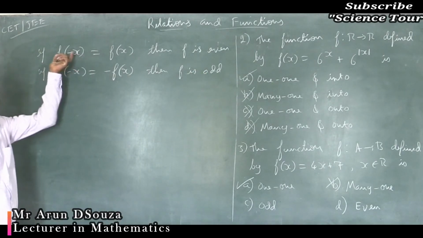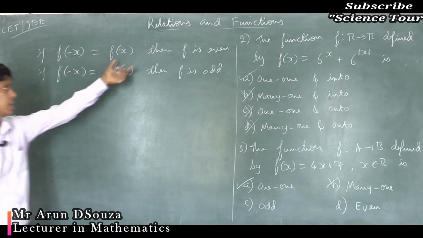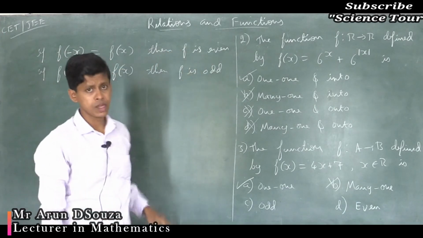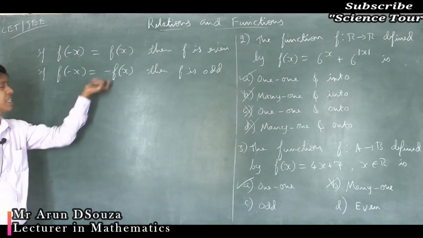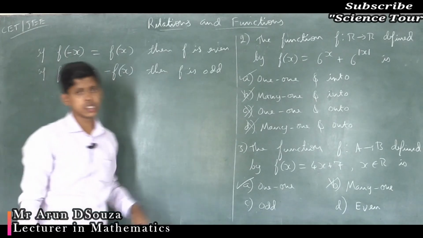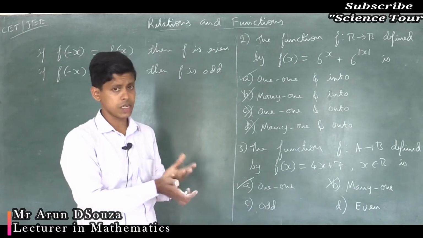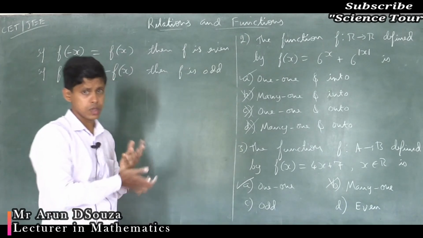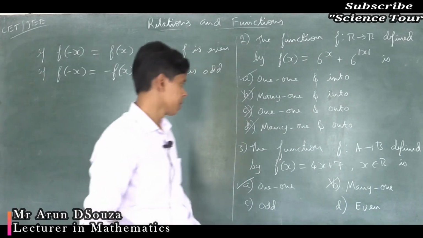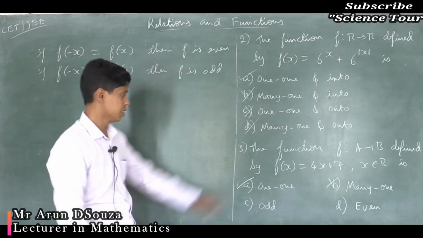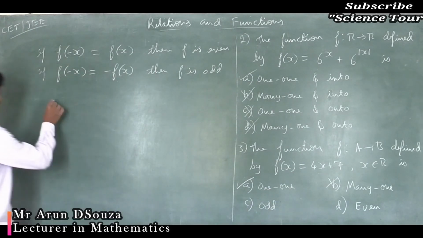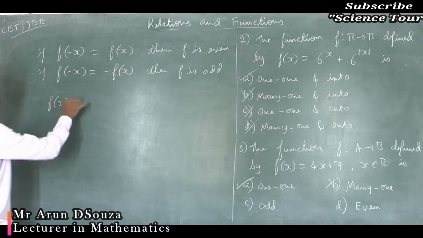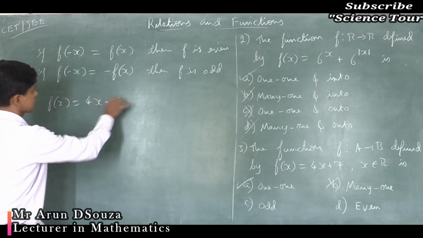So if you put cos of minus x, it is cos x, hence cos x is even. Sin x, if you consider sin of minus x, is minus sin x, which is clearly odd. So keep those examples in your mind, you will remember even and odd clearly. Now let's understand this function, whether it is even or odd. So let us check. You have got f of x is equal to 4x plus 7.